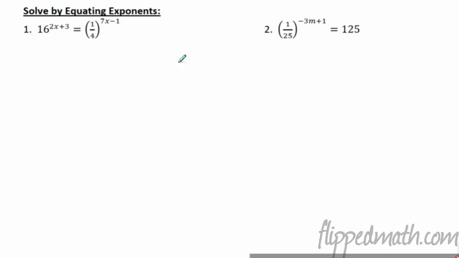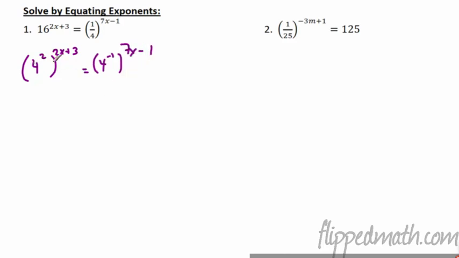We're going to start number 1 right here. 16 to the 2x plus 3 equals 1/4 to the x minus 1. Now, this says solving by equating exponents. How are we going to equate those exponents? Well, we need a common base first. So I look at 16 and I look at 1/4 and I see 4 as a common base. So I'm going to rewrite this with a common base. 16 is 4 squared, and I'm going to keep that 2x plus 3 as an exponent there. And then how can we write 1/4 using an exponent on 4? That would be 4 to the negative 1. And that's x minus 1.